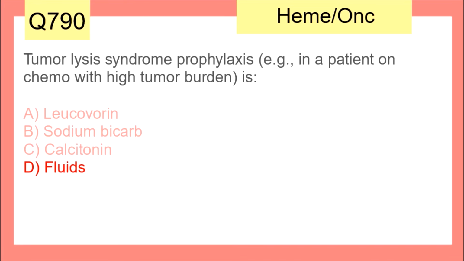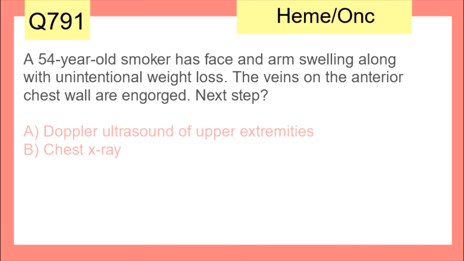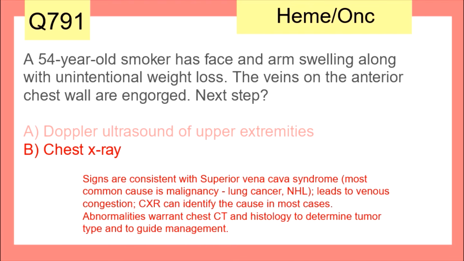790, tumor lysis syndrome. Prophylaxis is fluids. We want to give fluids to wash everything out, prevent the acute kidney injury, prevent uric acid elevation with allopurinol and rasburicase. 791, a 54-year-old smoker has face and arm swelling along with unintentional weight loss. The veins on the anterior chest wall are engorged. Next step, we want to get a chest x-ray for superior vena cava syndrome. The most common cause is malignancy such as lung cancer or NHL. And it leads to this venous congestion.